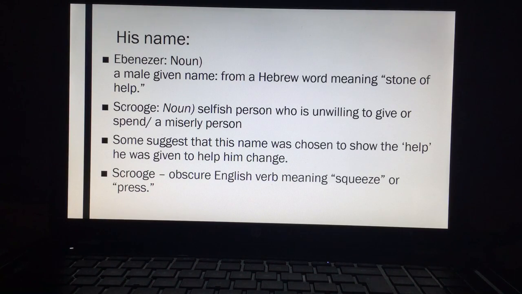Scrooge now we know means a selfish person. You know, today in modern culture, you say to someone, stop being a Scrooge, if they're being selfish or greedy or not spending their money. But if we go back to older English, Scrooge was an obscure English verb meaning squeeze or press. And again, that's not an accident by Charles Dickens. It's implying that Scrooge in the opening was someone who would squeeze every last penny out of people, who would press them to work harder. For instance, we know how he treats Bob Cratchit at the beginning, how he has treated other people, particularly the poor. So his name does hold metaphorical connotations.